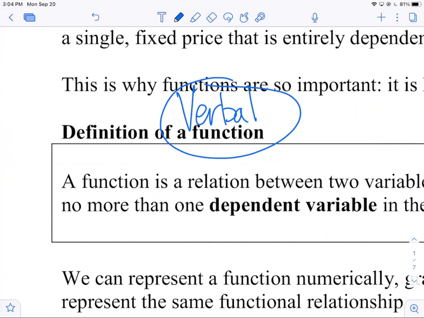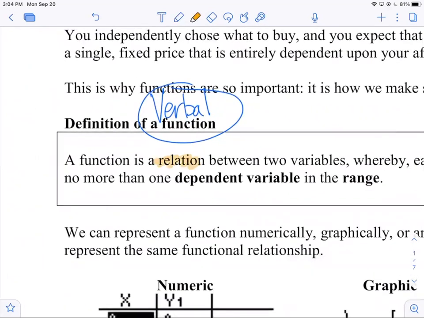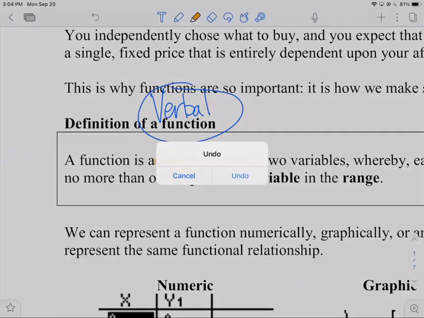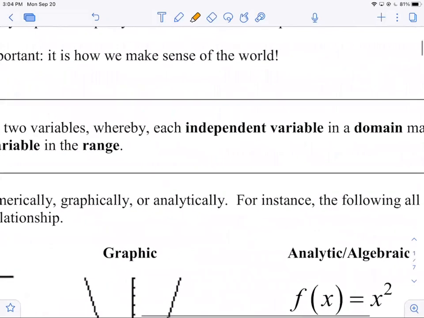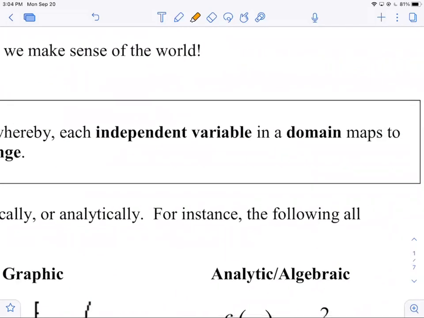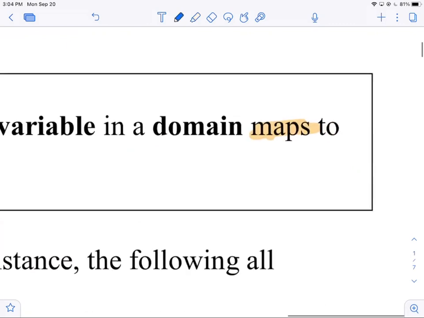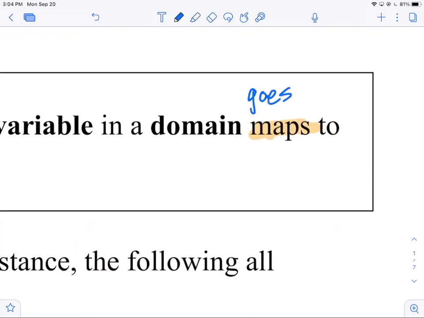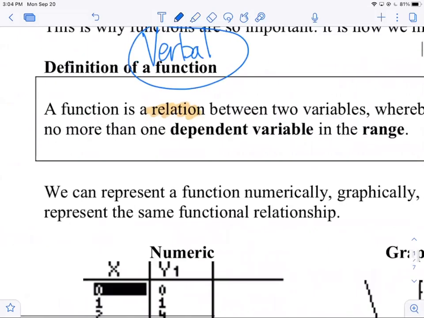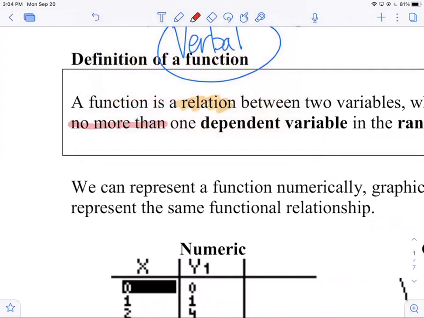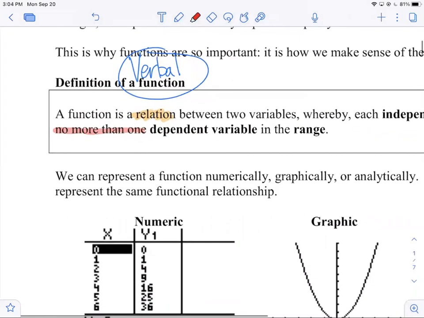A function is a relation, and that's an important word. Not relationship. They're not like seeing each other. It's a relation between 2 variables. It could be x and y. Could be u and v. Could be any 2 variables. Whereby, that's a good word, each independent variable in the domain maps. Okay, if you want to know what maps means in this case, it means goes to. Where each variable in the domain maps to or goes to, and then here's where you might need to adjust your definition a little bit, no more than one dependent variable in the range. There doesn't have to be an output.